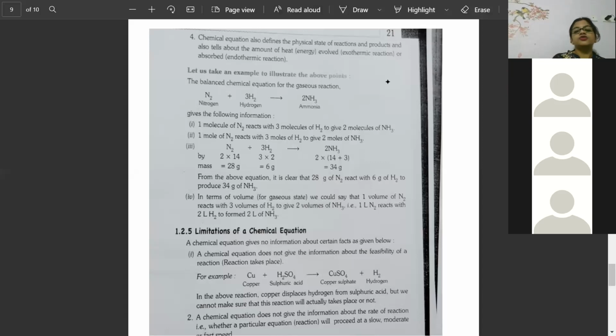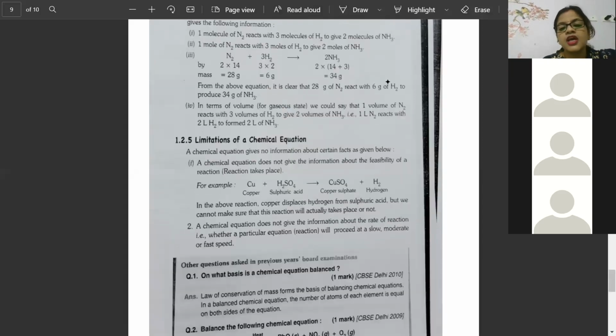Okay, very good. So now beta, look here. They are talking about mole concept and molecular concept. It is not in your syllabus. We will not go to this.